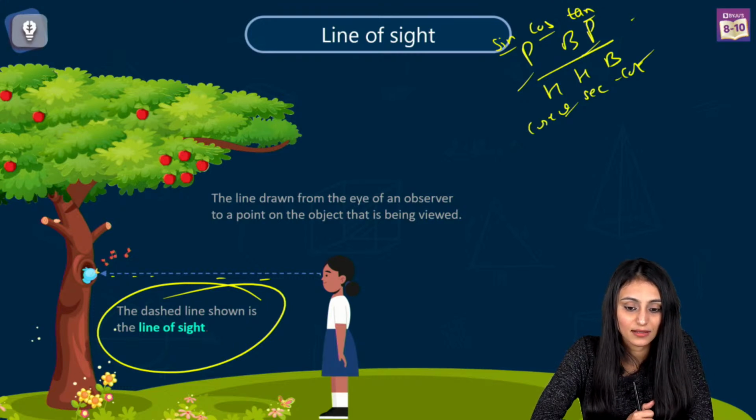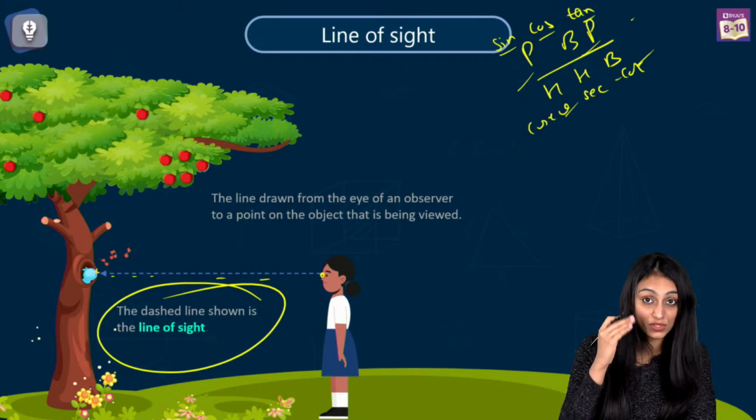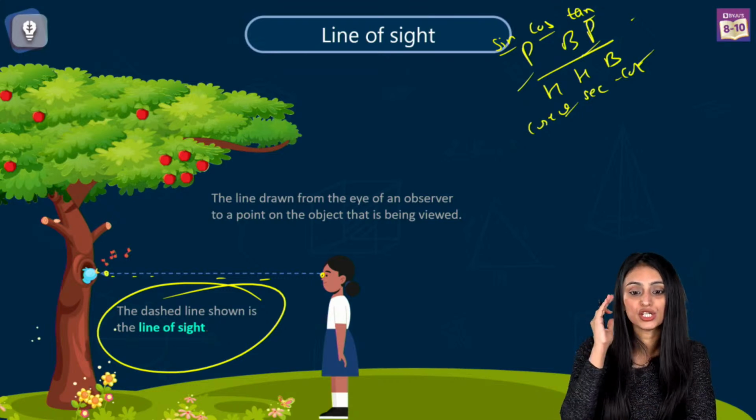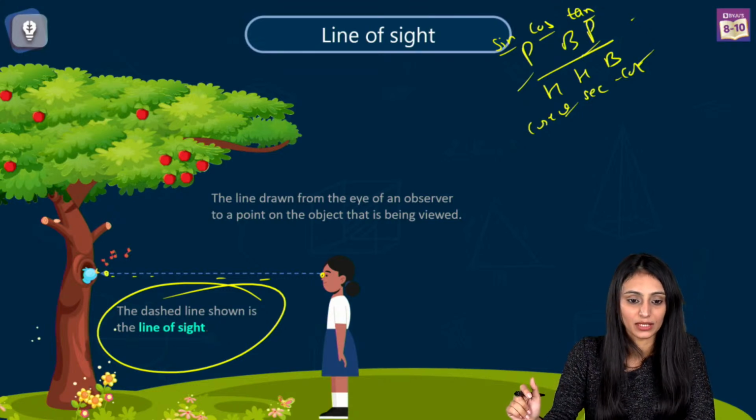Yes, Mahendra Singh, that's the line of sight. You can see that it is connecting the observer's eye to this object that she is viewing. It is right in front of her.